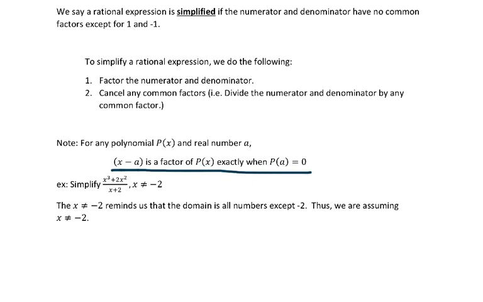So as an example, let's consider this rational expression. Notice I wrote here x not equal to negative 2. All that's telling us is we're assuming x is not negative 2. You can probably see why, because in the denominator, if x were negative 2, the denominator would be 0, which we don't want to happen, right?